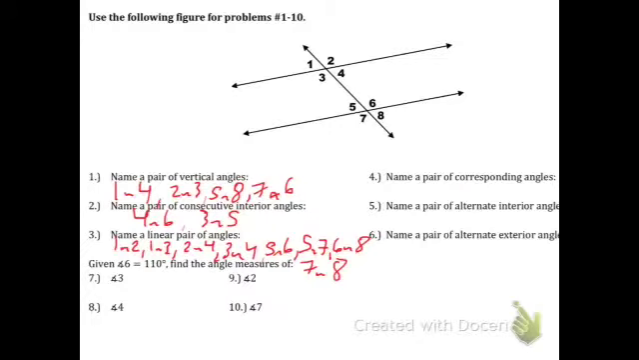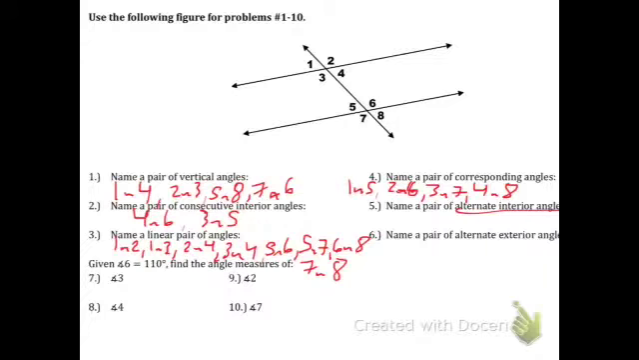Corresponding angles are angles that are in the same spot of the intersections. So 2 and 6 are the top right, they're corresponding. 1 and 5, top left, they're corresponding. And so there's actually quite a few pairs. There's 4 of them: 1 and 5, 2 and 6, 3 and 7, and 4 and 8 are corresponding angles.